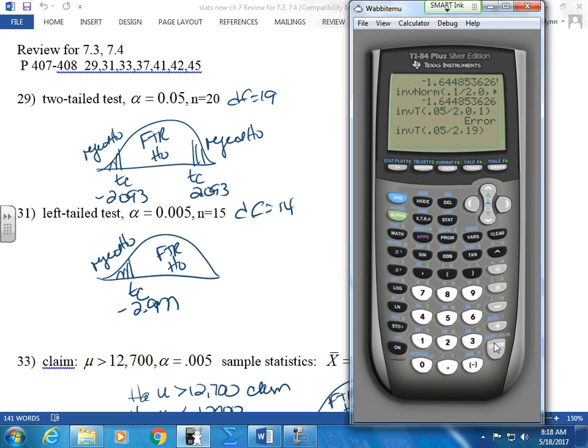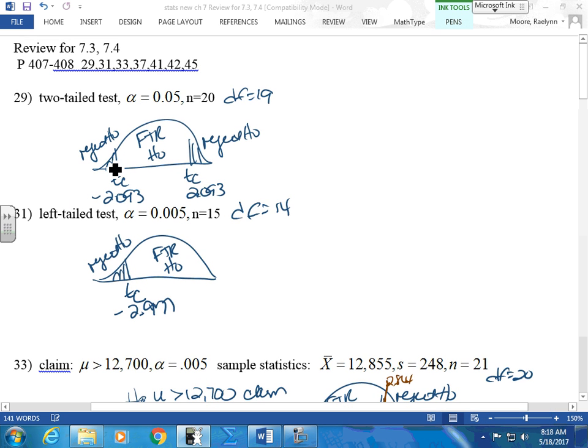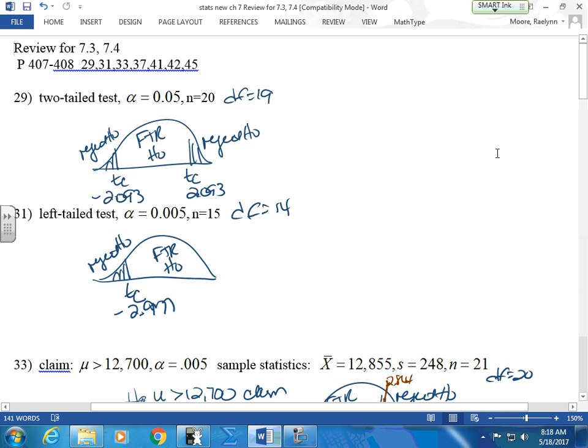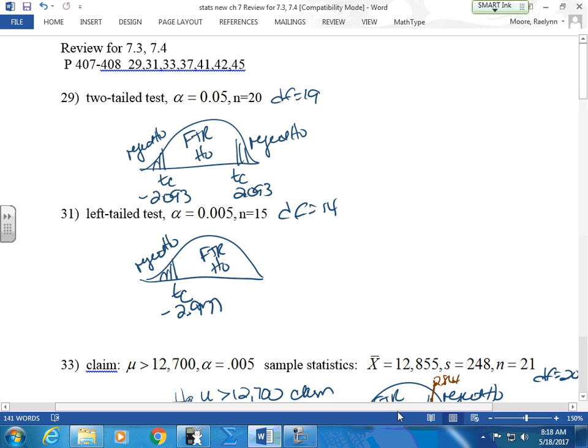It'll give you the negative. You put the negative on the left-hand side, positive on the right-hand side. Use your sketch. Label your shaded areas, reject H0. That's all you had to do for the first two. Left tail test, pull up your table, go one tail, find the 0.005, come down to 14, and give me that number as a negative.